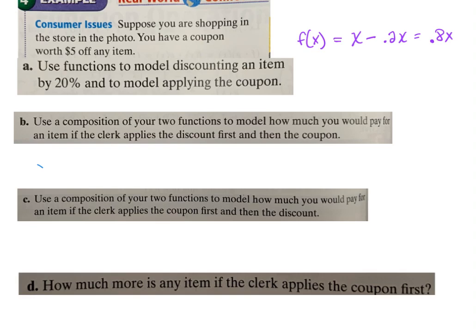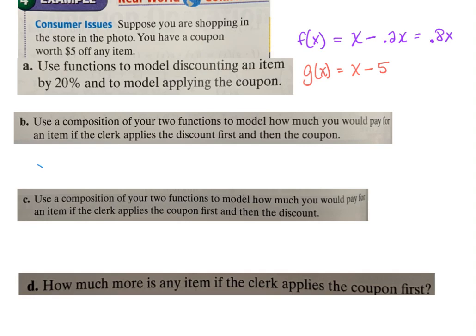My second function, g of x. I have a $5 coupon. Let's just say I buy something with my $5 coupon. What does that function look like? Well, it's whatever it cost minus 5. That's that function there, right? So my function with the discount would be 0.8x. That's what I would pay for that item. My function with just the $5 off would be x minus 5. Those are my two different functions.